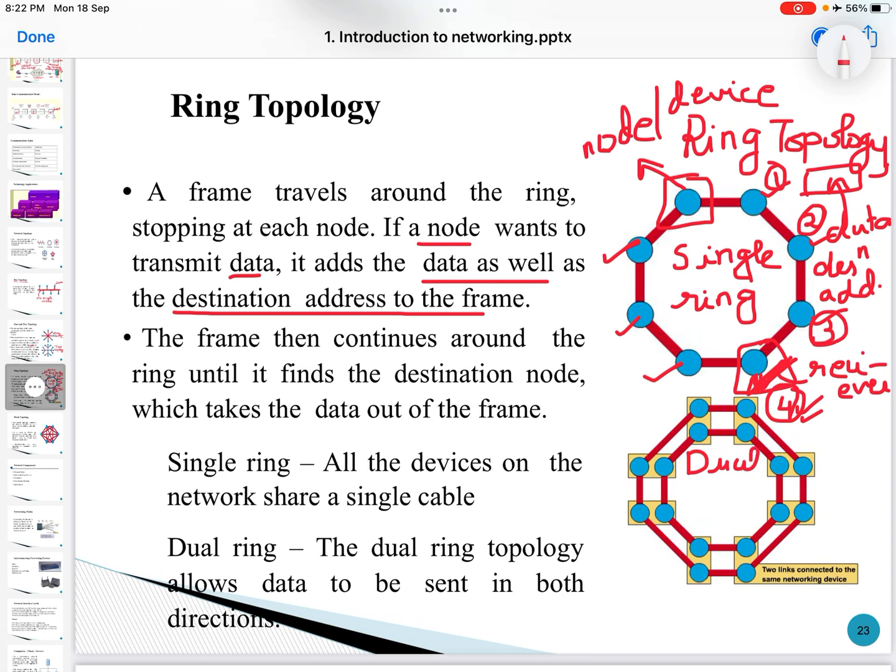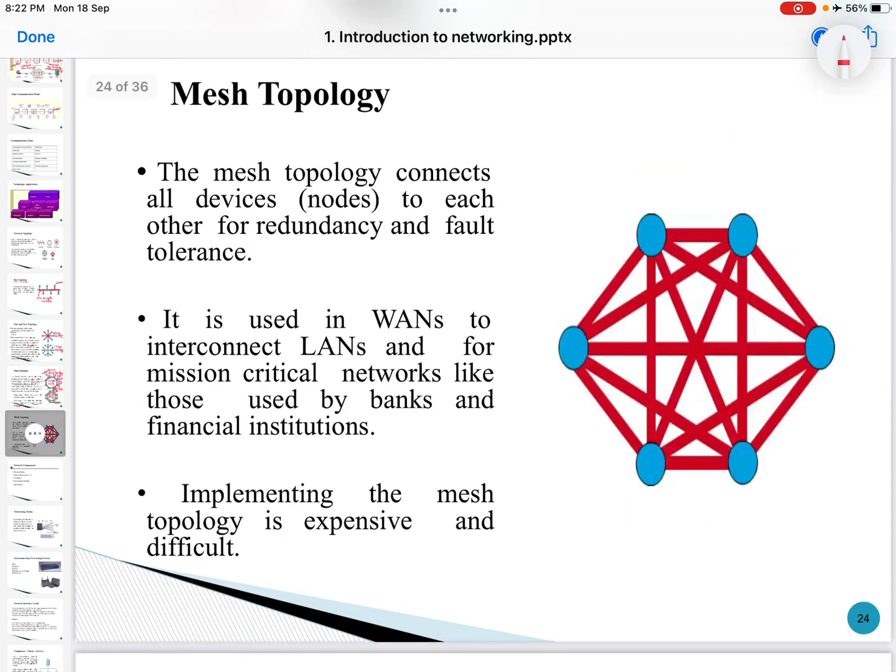This is my dual ring. Two links connected in the same networking device, so it will allow the data to be transmitted in both the directions. One is a single ring where you have a single cable. Dual ring, you have two cables connected, and it allows the data to be sent in both the directions.